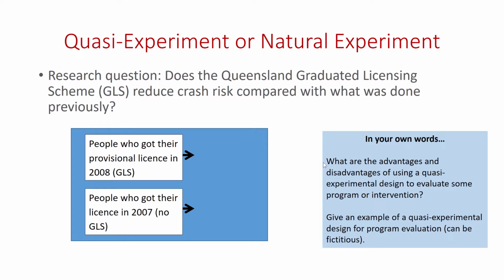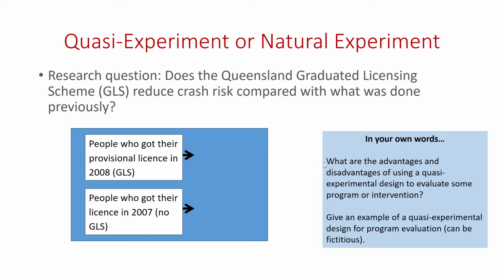What they did here is they looked at all the data from when the scheme was introduced in 2008, and they looked at the data from all the people who got their provisional licence and followed up the number of reported crashes that they had over a number of years. And then for their control group, they looked at people who got their driving licence the years before this graduated licensing scheme was brought in. So this means that you've got 2 groups, one group that's gone through the graduated licensing scheme and one group who hasn't.